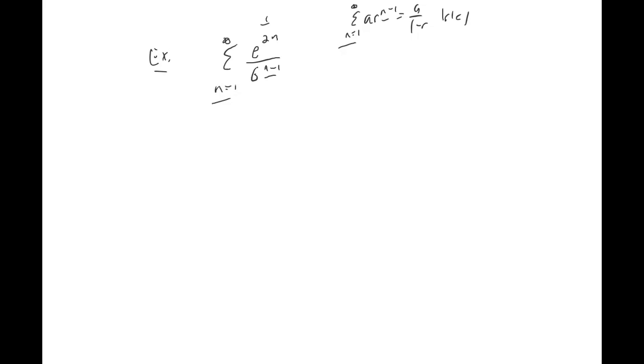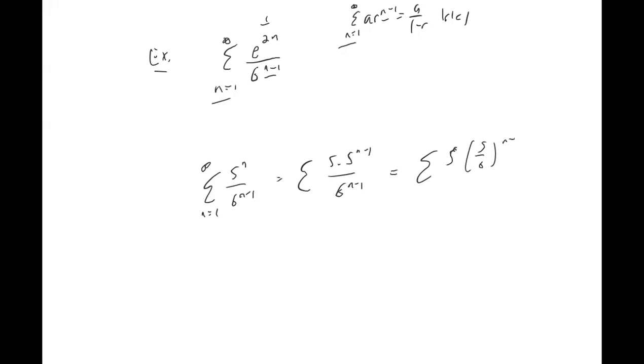So does everyone agree, if this was just something like 5 to the n, something to the n power, we all know what to do, right? You just do this. I'll ignore the bounds just to make it fast. You know what to do if it's the n power, right? This would be 5 over 6 to the n minus 1. This is r, this is your a.